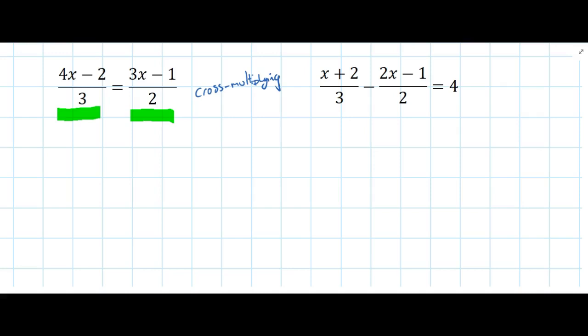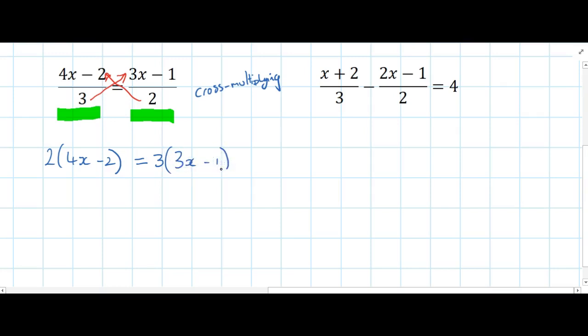So with this one, you times the bottom number on the left with the top expression on the right, and the bottom number on the right with the expression on the left here. Okay, and it sort of forms a cross. That's why we call it cross multiplying. You have to remember your rules from last year. So 2 times 4x minus 2 is equal to, you've got to keep that in there, 3 times 3x minus 1.